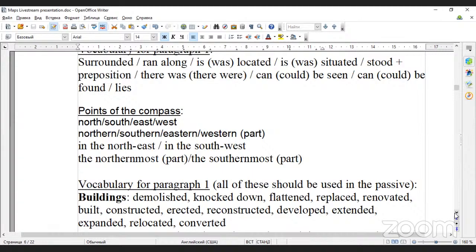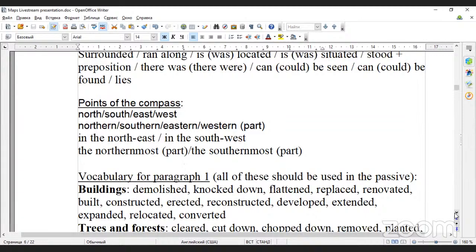So what else can happen to buildings is that it can be demolished, knocked down, flattened, replaced, renovated, built, constructed, erected, reconstructed, developed, extended, expanded, relocated, converted into something else. So these are all good words. You can use them in the passive voice. We'll also do some exercises today on this vocabulary. So it's just a small introduction first. All right.